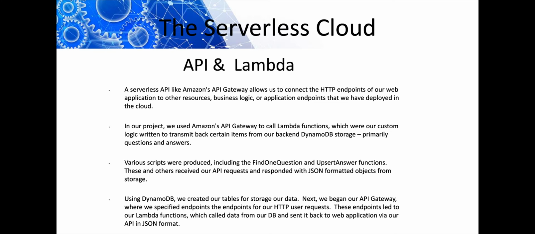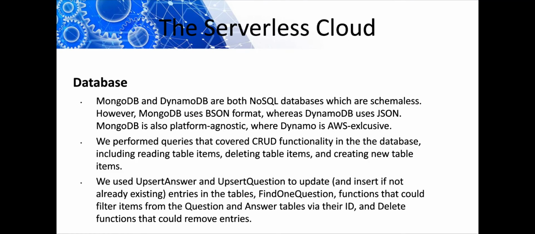We used upsert, which updated, or inserted an answer into the answer table if it didn't already exist. And essentially, we were able to have our front end, have our back end, and then get in the middle there with our API and our Lambda functions to build that bridge to shuttle data back and forth between the front and back end very easily.